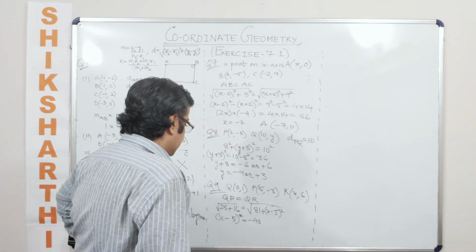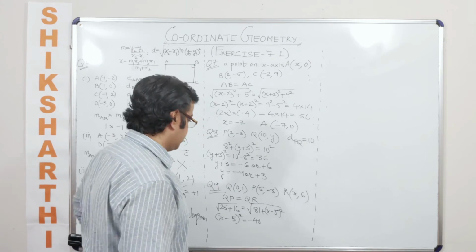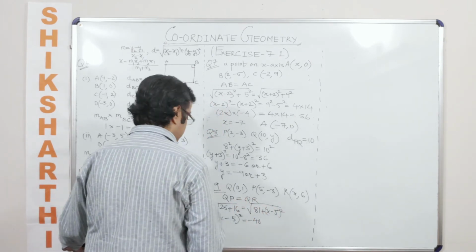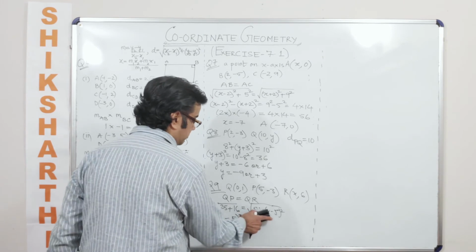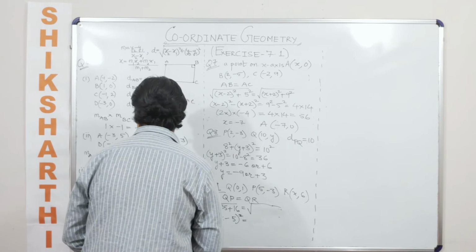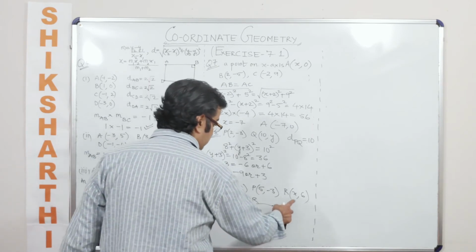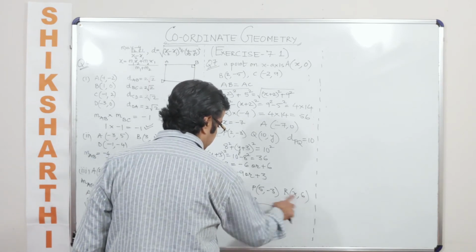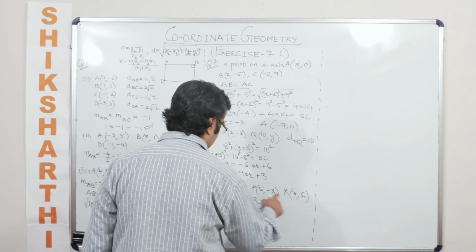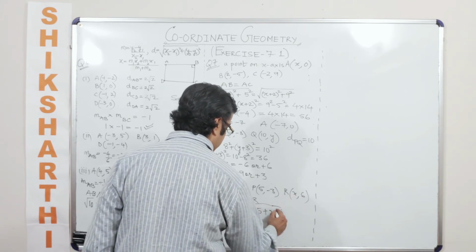There is a small mistake that I have made here. We were supposed to find this distance as QR, right? We were not supposed to find it as PR, which is where the mistake lies. So in this case, how much is 6 minus 1 whole square, which is 25, plus x minus 0 whole square, which is x square.